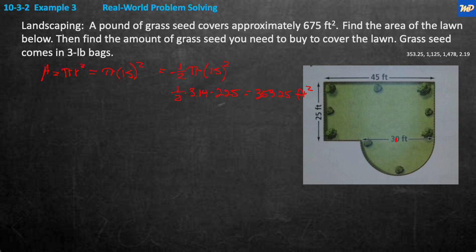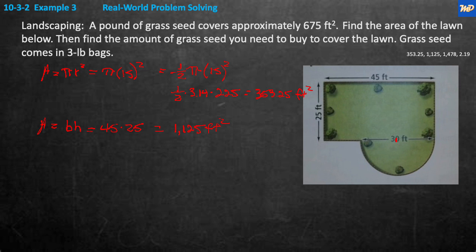And now for the area of the rectangle, it's just base times height. The base is 45 times 25. When you multiply that out, you get 1,125, and that is feet square.